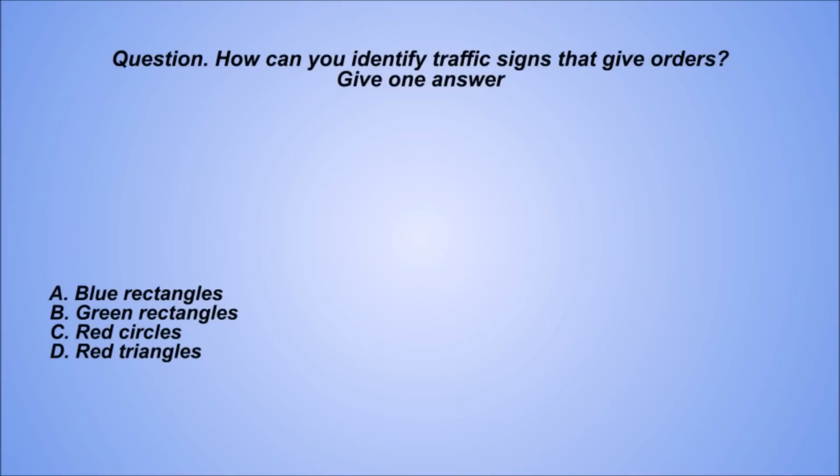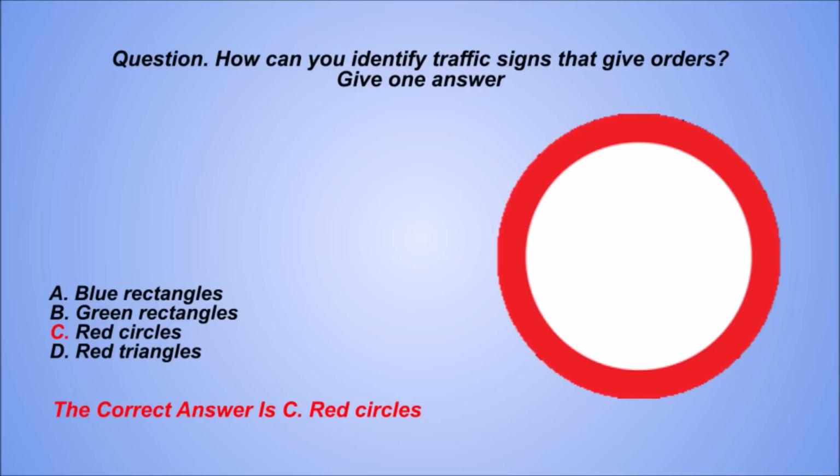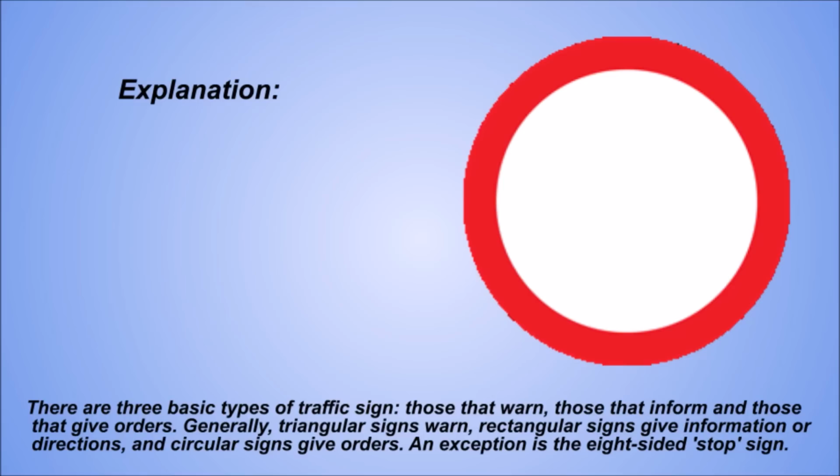Question: how can you identify traffic signs that give orders? Give one answer. A. Blue rectangles. B. Green rectangles. C. Red circles. D. Red triangles. The correct answer is C. Red circles. Explanation: there are three basic types of traffic sign: those that warn, those that inform, and those that give orders. Generally, triangular signs warn, rectangular signs give information or directions, and circular signs give orders. An exception is the 8-sided stop sign.